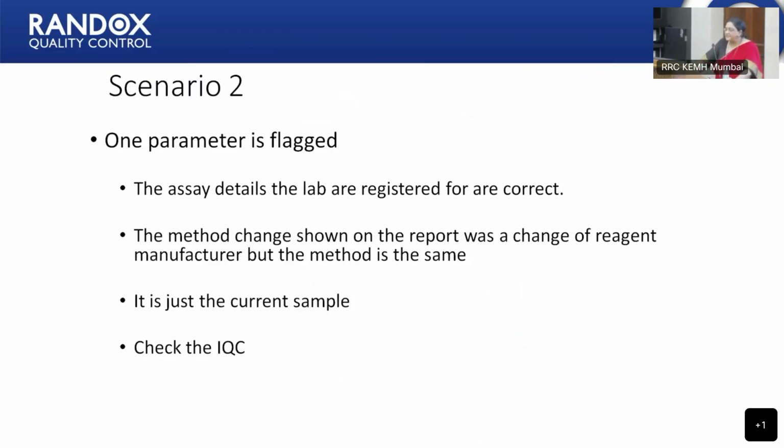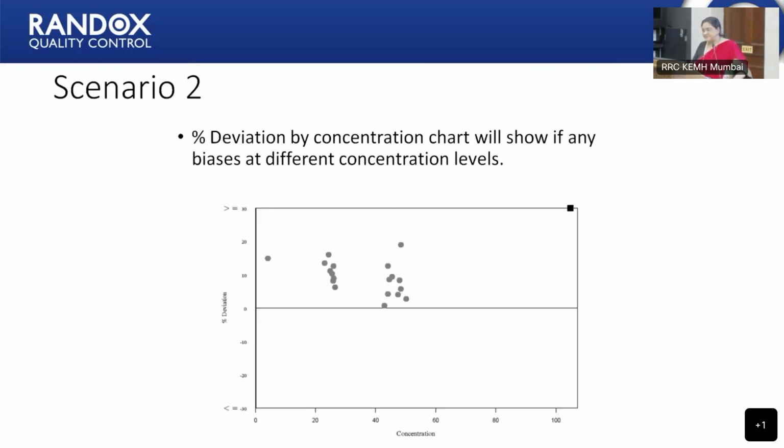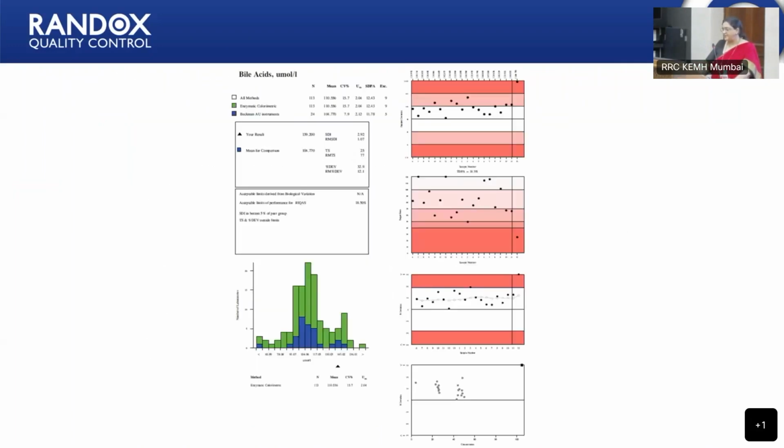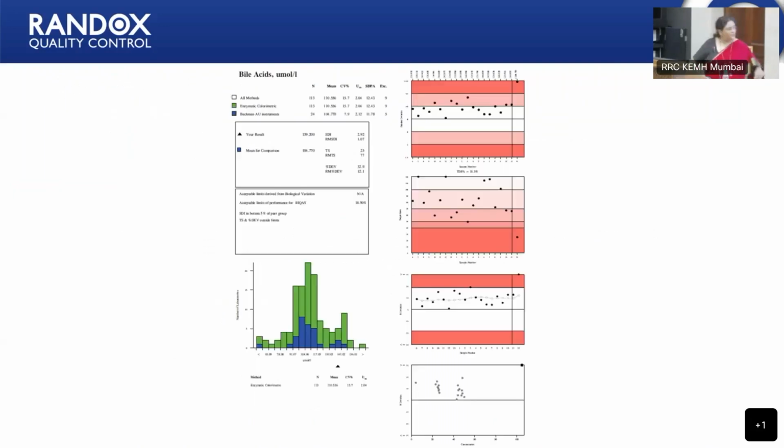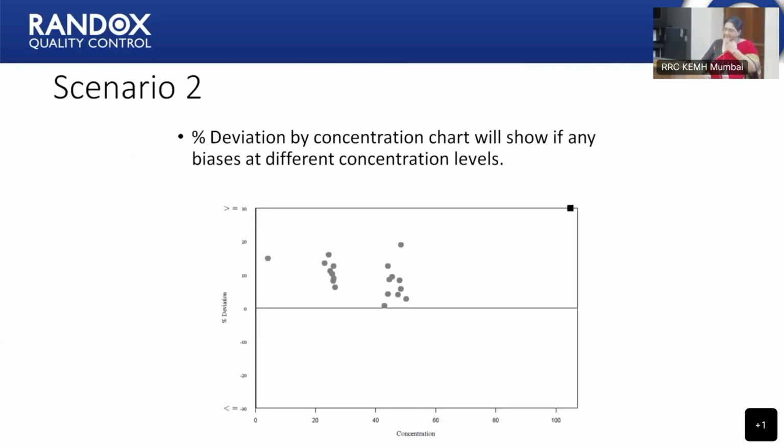We checked the method that the lab has registered. It was correct. The method change shown on the report was a change of the reagent manufacturer, but the method remained the same. So we also checked the EQAS. And of course, the percentage deviation graph here was showing only one point going beyond acceptable limit, and the concentration was also quite different from the previous sample.